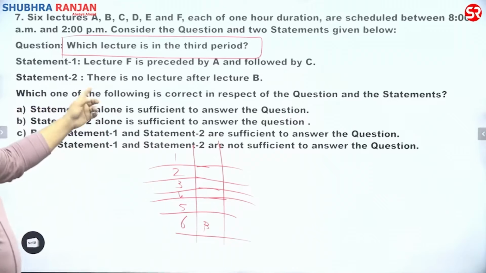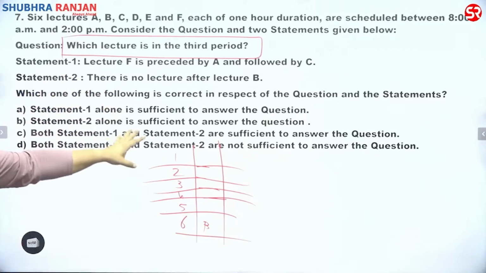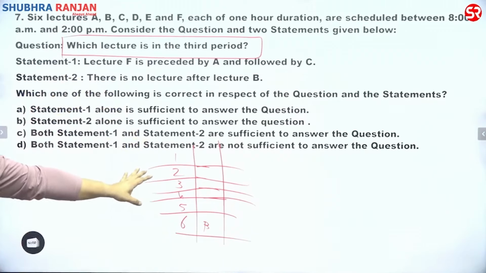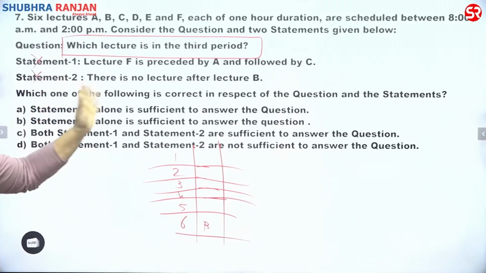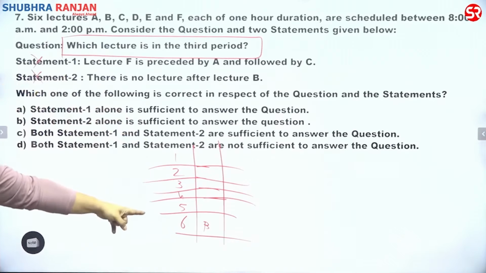He says there is no lecture. Dekho, pehle to combine to karna hi padega. We have to combine it, right? Individually it is not giving me an answer. That is something you have to understand. I combined it, so I got that the last lecture is B. Then he says F is preceded by A, followed by C.